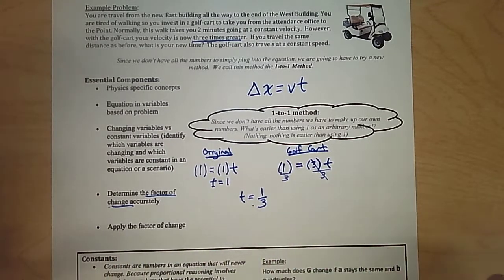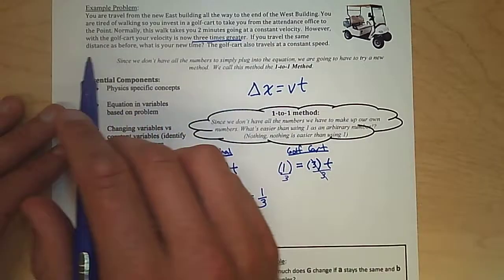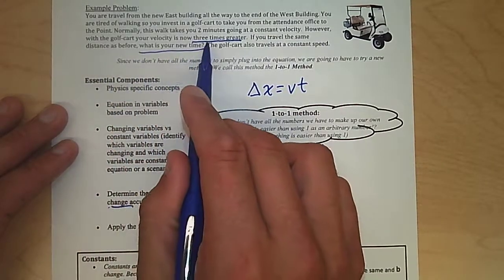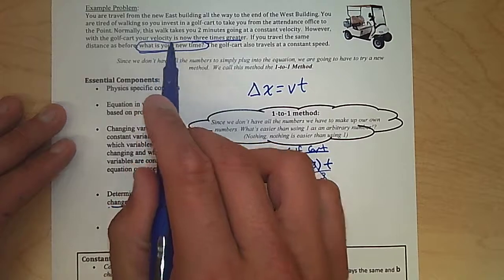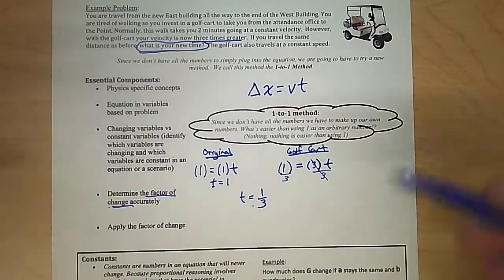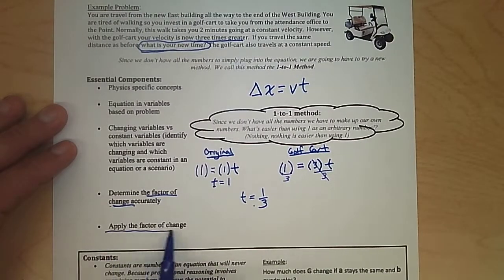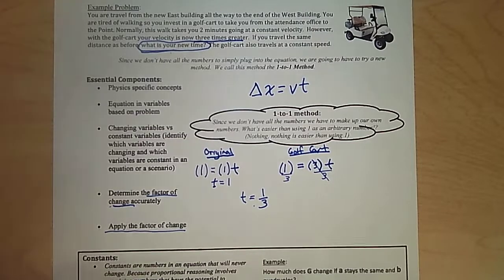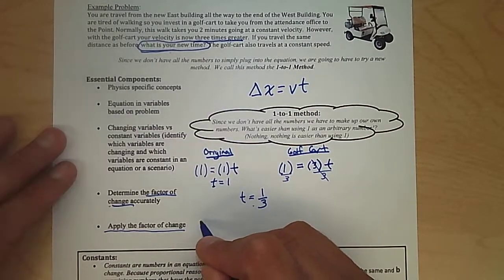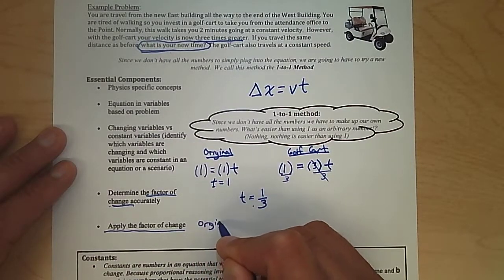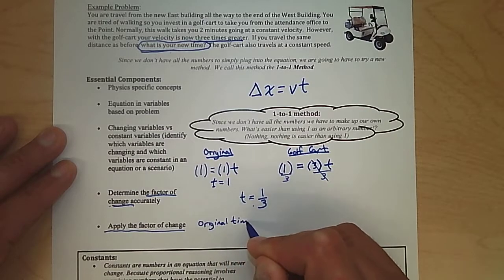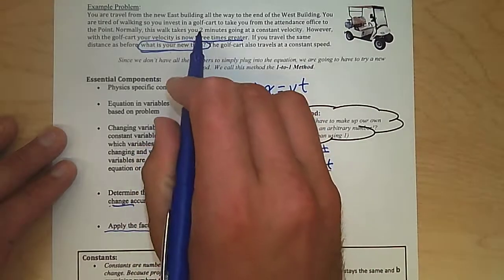Now, remember, what this problem is asking is, if I travel the same distance, what's my new time? So it's not asking what the factor is, but what my actual new time is. So I have to apply that factor of change to answer that question. So what I'll do is ask, what's my original actual time? My original time was 2 minutes.